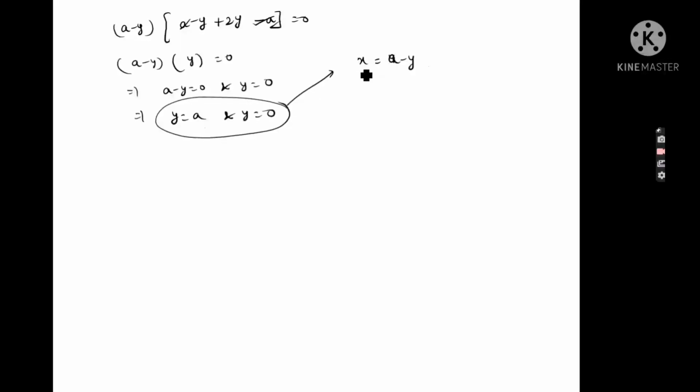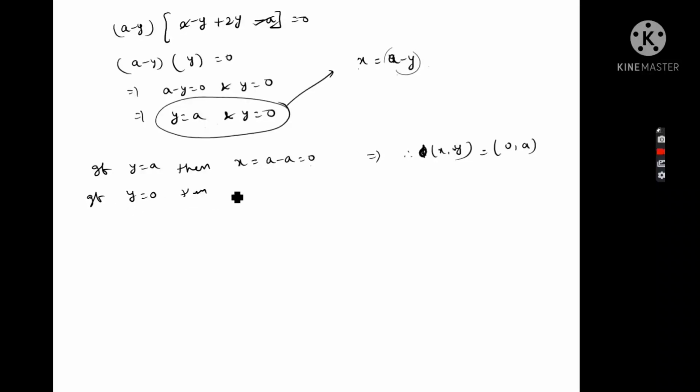Now y equals a. X is in terms of y, so you get y equals a and y equals 0. If y equals a, then substitute that value here. x equals a minus a, 0. Therefore the ordered pair (x, y) equals (0, a). Now if y equals 0, then x equals a minus 0, that equals a. So therefore the ordered pair (x, y) is (a, 0).